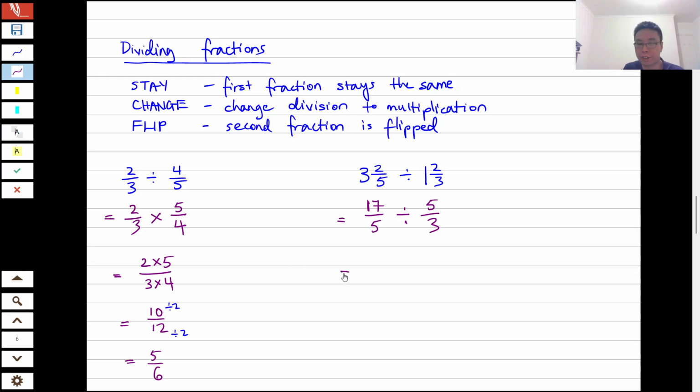Now, the first fraction stays the same. The second fraction is flipped, and the division symbol is changed to a multiplication symbol. And if you do this calculation, you'll get that. I don't expect you to know that 17 times 3 is 51. But you can work it out because it's the same as 30 plus 21. And if you wanted to, you could convert this to a mixed number. You don't have to. I would accept this. All right, let's continue. That's dividing fractions.